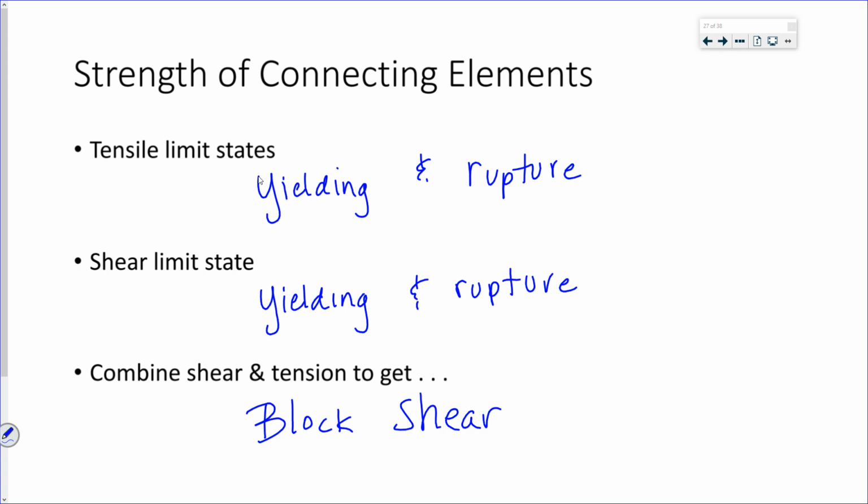I personally think block shear, I don't know, maybe I'm just a visual person, I think it's kind of cool to visualize. So I've got some pictures coming up. And I always found it kind of fun to calculate because it's kind of like a little geometry problem.